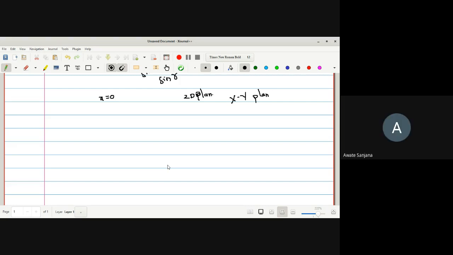Parallel to y-axis? It is only the y-axis, no? If x equal to 1, then it will be parallel to the y-axis. Just try to draw it and see what comes. If x equal to 0, x equal to 1, what will the equation be in the 2D plane? Only y, ma'am.